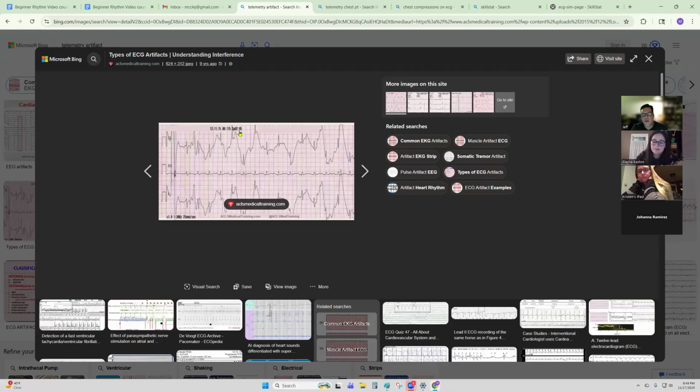Where you have, this is just some, probably a hairy chest on some dude. Some of these leads are not great. And you just see this wandering kind of chaotic baseline. But if you look at it, you can still see the narrow QRS going through all that. And that's important.